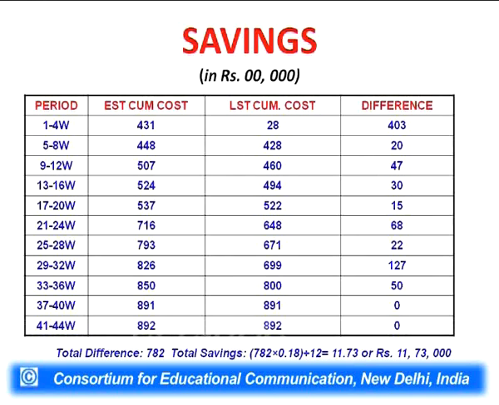and total savings 782 into 18, 18% is the interest considered, divided by 12. So the total saving is 11,73,000 just by using LST.